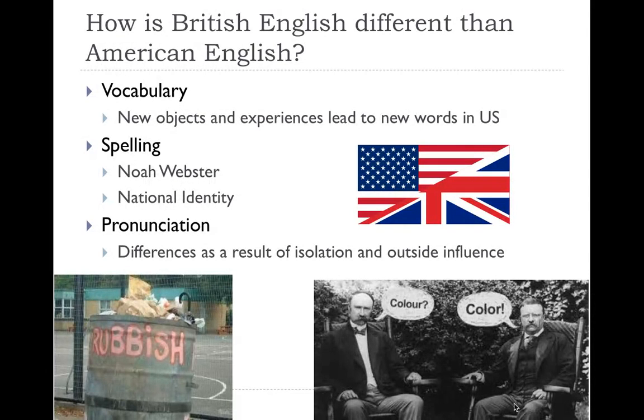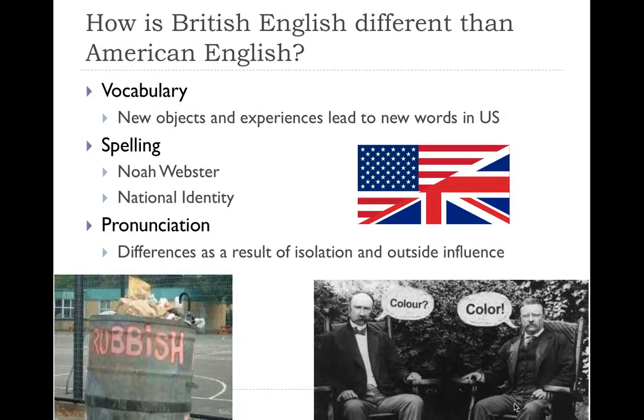The person who is really responsible for changing the spelling of a lot of words in American English is Noah Webster. His name should be familiar to you because he created Webster's dictionary. When he did so, he changed some of the spellings of words, like you can see in our picture in the lower right, the word color. In America, we use C-O-L-O-R, but in Britain, they have a U in there. Noah Webster did this intentionally. He was trying to create a national identity for us, which would alter the way we spelled things versus British English. We also get to pronunciation.